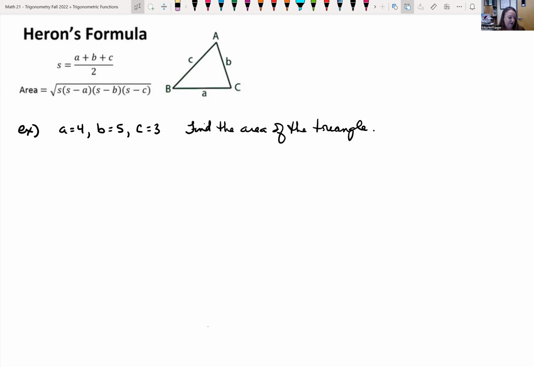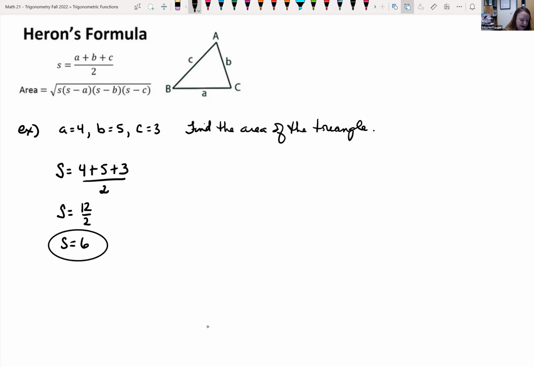So let's say, for an example, we're given that our side A is 4, our side B is 5, and our side C is 3. And we want to find the area of this triangle. So first thing that we want to do is we want to figure out what S is. So we want to sum our sides, 4 plus 5 plus 3, and divide that result by 2. So we get S is equal to 4 plus 5 is 9, 9 plus 3 is 12, 12 divided by 2. So S is equal to 6.